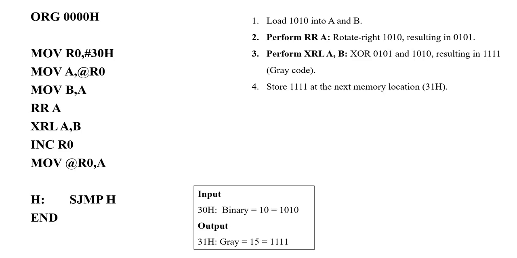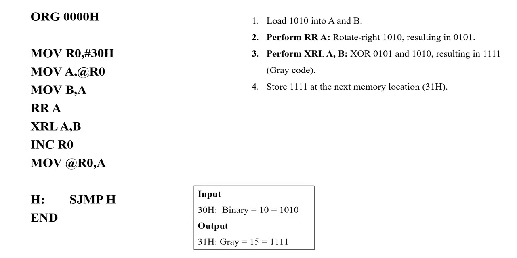Now next we have to perform the XOR operation by using this XRL A, B instruction. So here this XOR operation, that is the exclusive OR operation between A and B, is performed, and this operation will help to generate the gray code, as the gray code is formed by XORing the original binary number with a right shifted version of itself. This gives the correct gray code representation. After this we have to store the result. So for that you have to use the instruction INC R0.